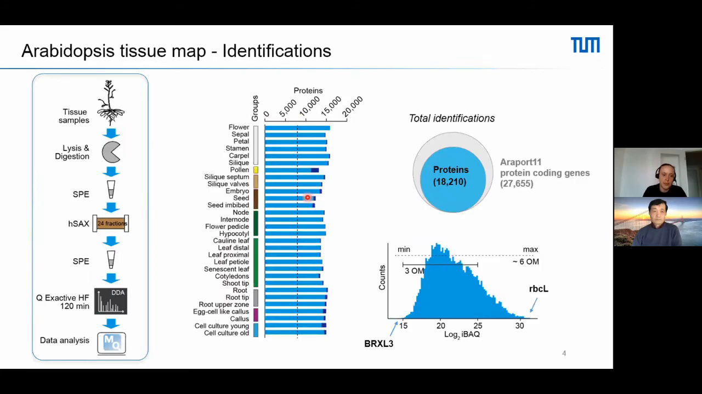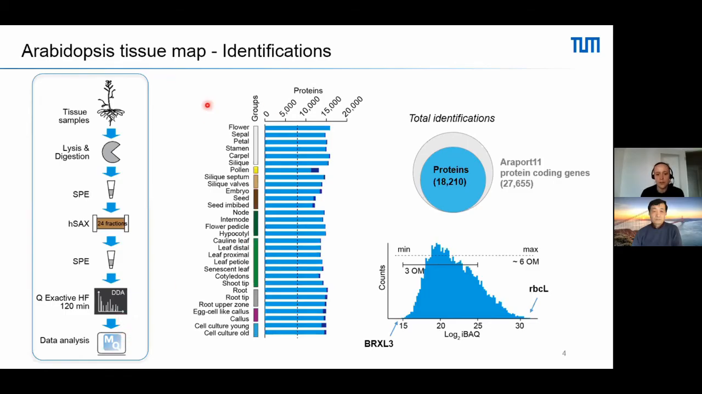So our proteomic workflow looked like this. We had our different tissue sample types, and we performed standard protein lysis and tryptic digestion. Then, on the peptide level, we performed an offline fractionation step using high-pH reversed-phase chromatography and fractionated each sample into 24 fractions. We then measured all of the samples on a Q Exactive HF mass spectrometer in data-dependent mode with a 2-hour gradient. All of the data analysis was then done in MaxQuant.